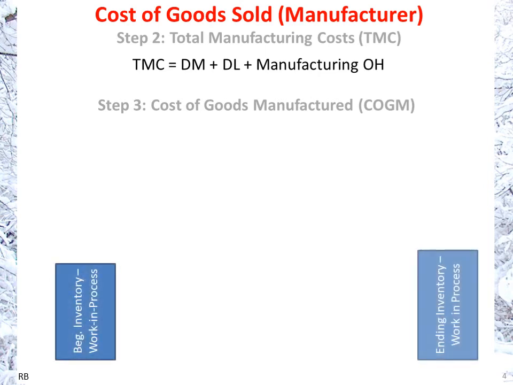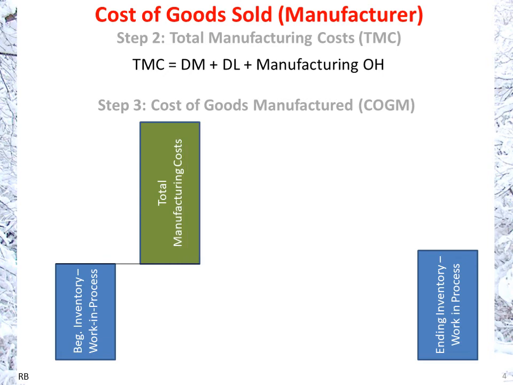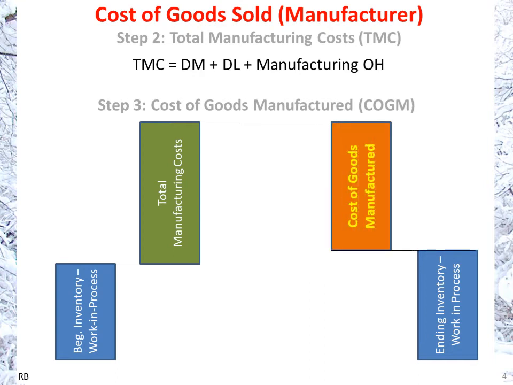Again, the same structure. You'll have your beginning inventory with the work in process, and the ending inventory with the work in process. Then you add to that the manufacturing costs. That gives us the total amount, and the difference between that and the ending inventory in work in process is the cost of goods manufactured. So this goes out of the work in process inventories and goes into the finished goods inventories.